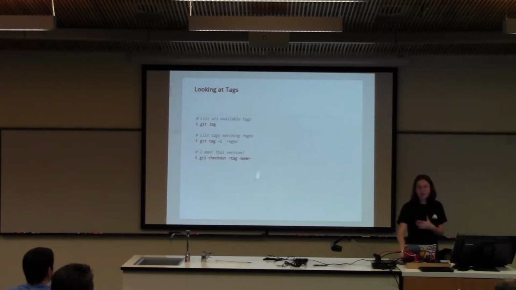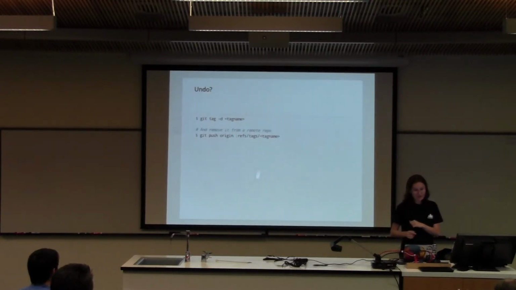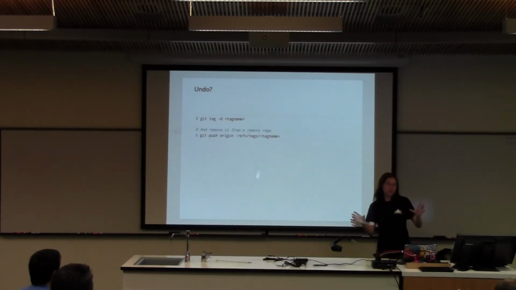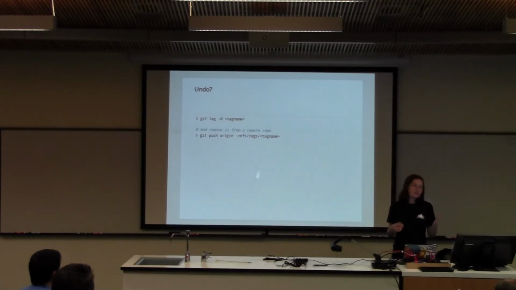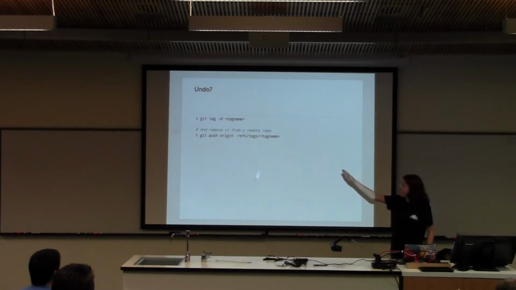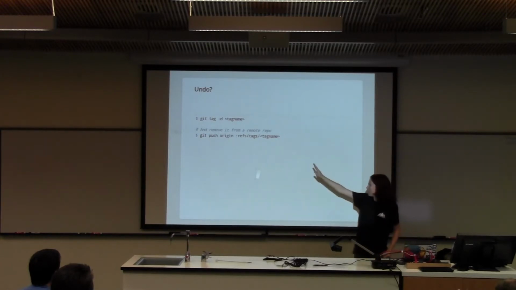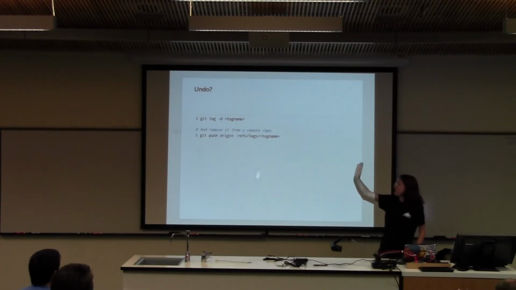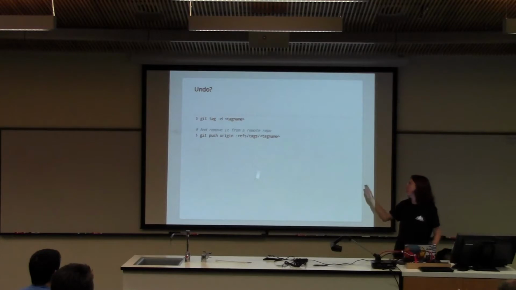So how do you undo making a tag? If it's just a local tag, you haven't pushed it anywhere, you can say git tag -d, and then the name of that tag that you're deleting. Now, to remove it from a remote repository, there's this kind of funny syntax. It's just one of those handful of quirks that any tool will have. You say git push, the remote name, and then colon refs/tags/ and the tag name. You'll see the same syntax when we talk about deleting remote branches.